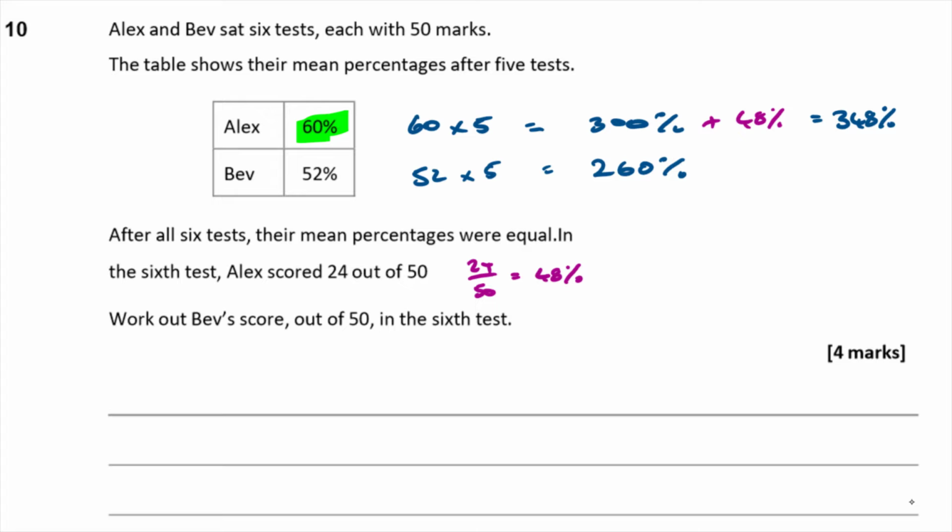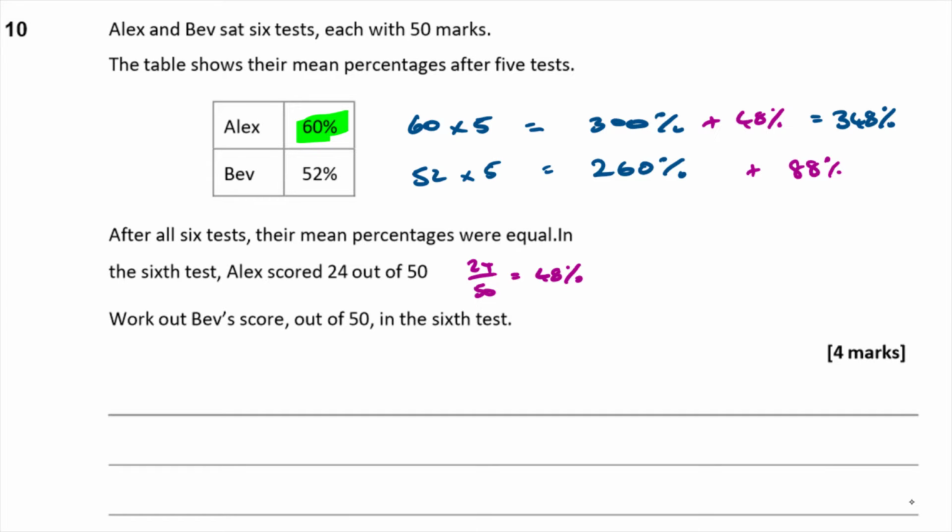Okay, so if Bev is going to move from 260% up to 348%, she's got a lot to do, isn't she? She's going to have to add on another 88% then, isn't it? So 260 plus 88 would take you to 348.